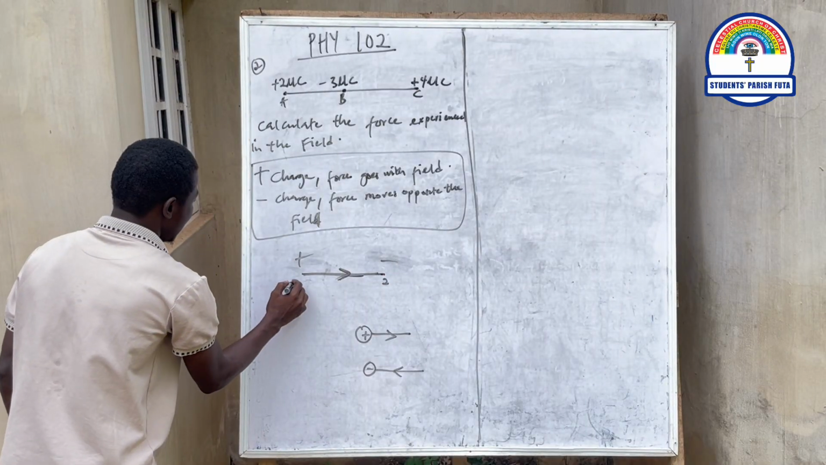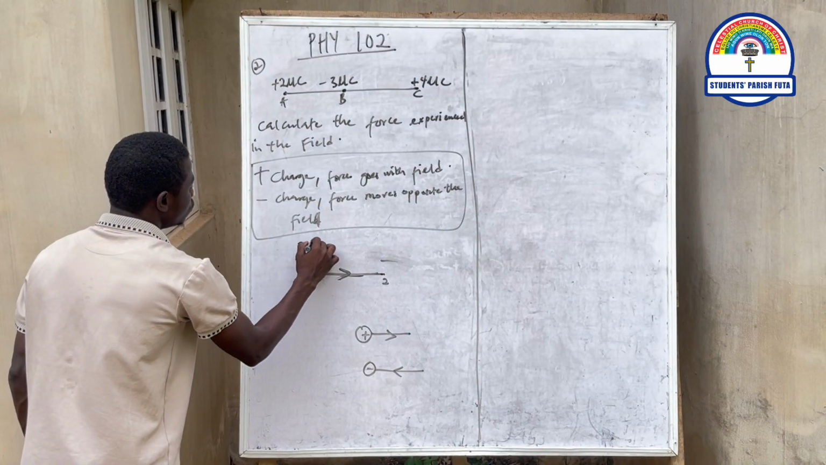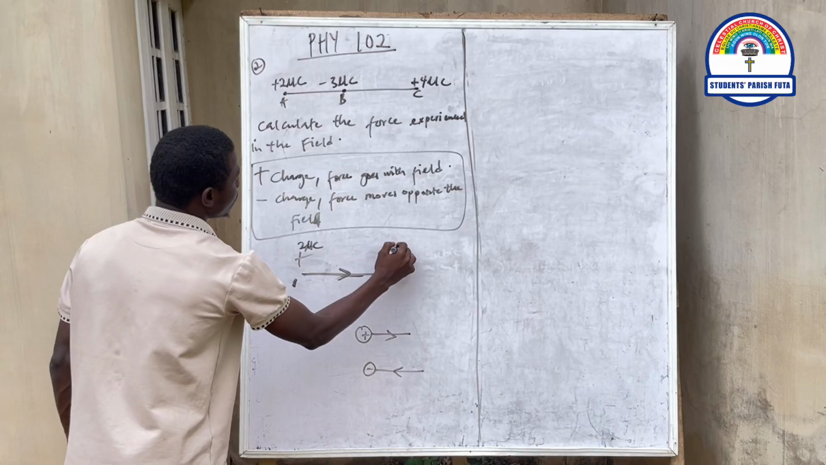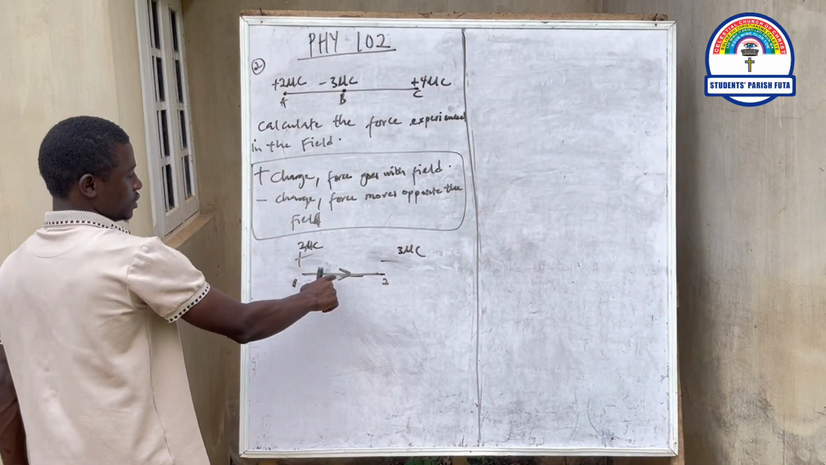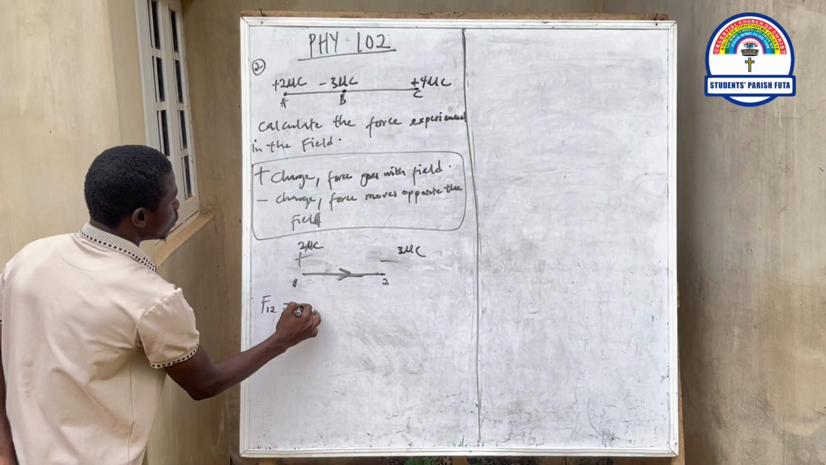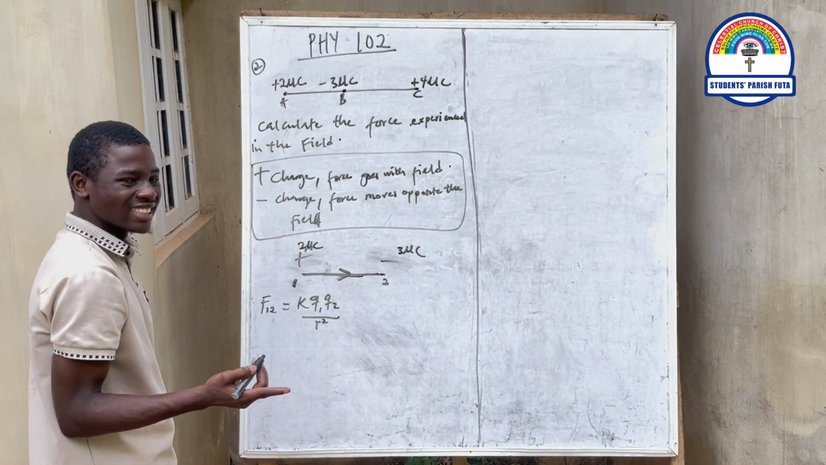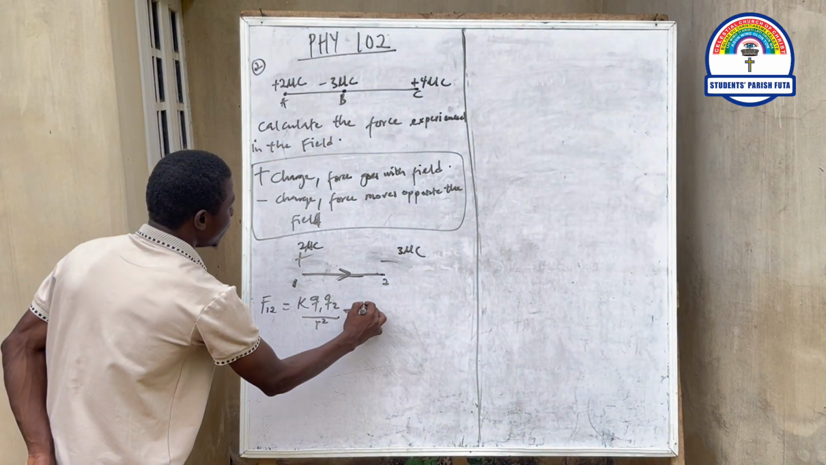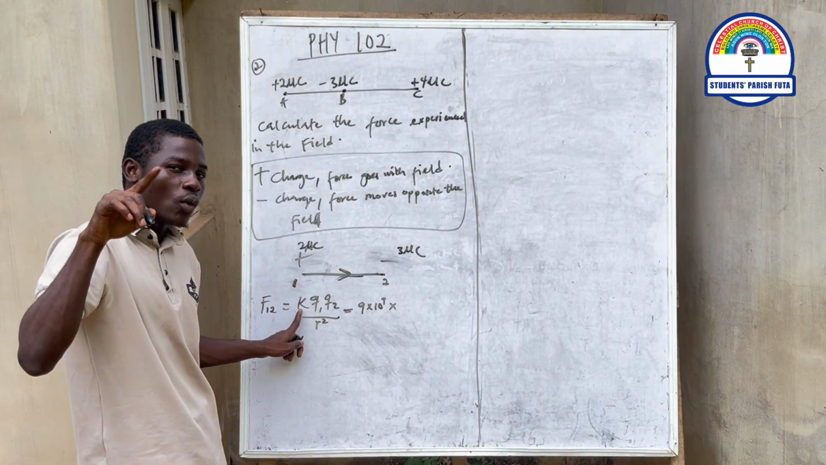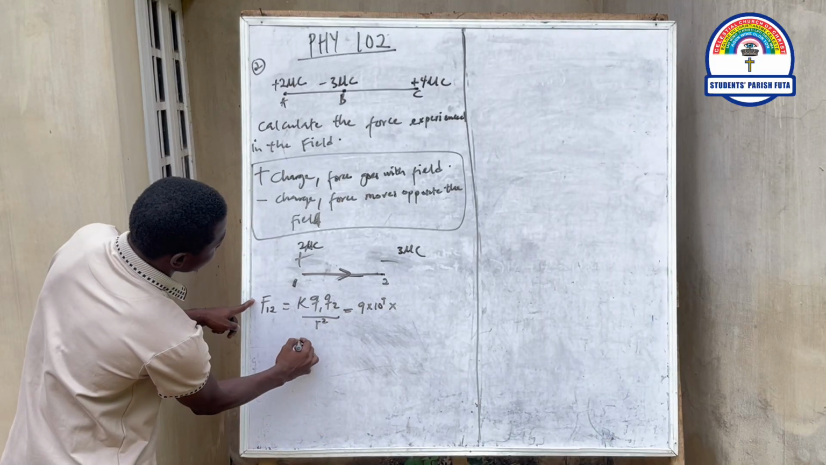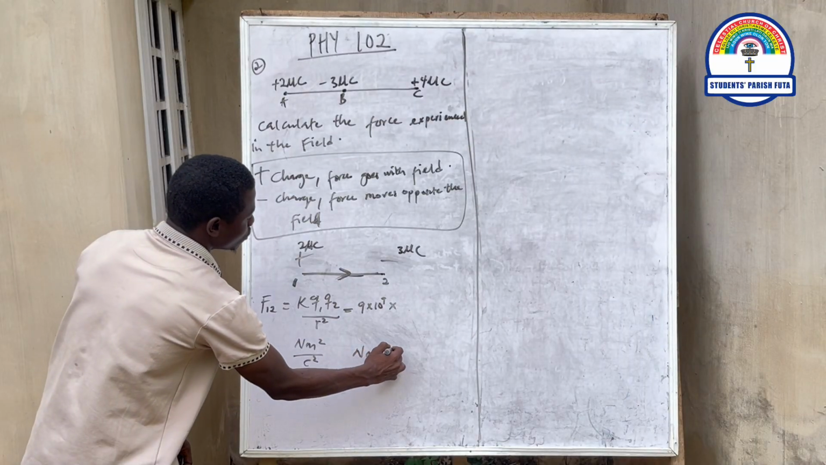So at this point A, which I want to call point 1, we have plus 2 microcoulomb, and you have minus 3 microcoulomb. So let's get the force between the two, and we've seen the direction of the field. First, F12 equals K Q1 Q2 over R squared, taking it as in a vacuum or air. K is 9 times 10 to the power 9, and the unit of K, let me say it again, is Newton meter squared per coulomb squared. That's the unit, not N minus 2 C minus 2.